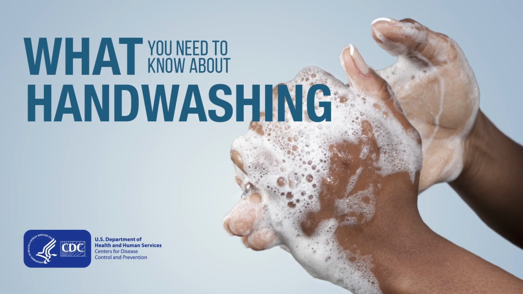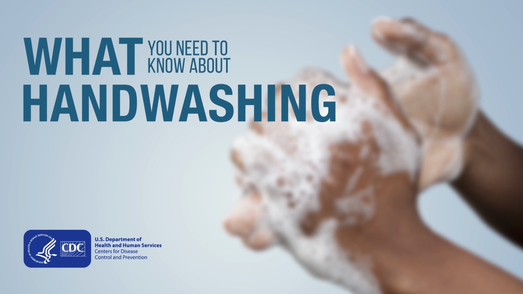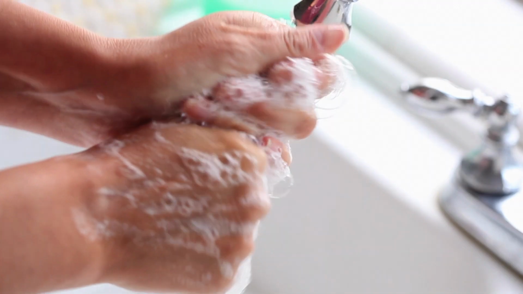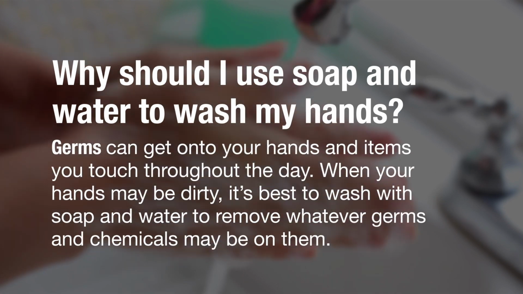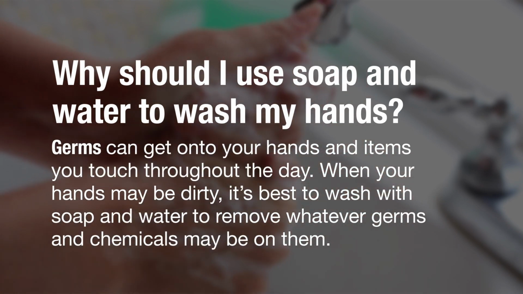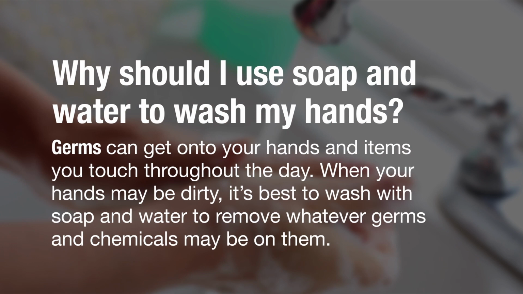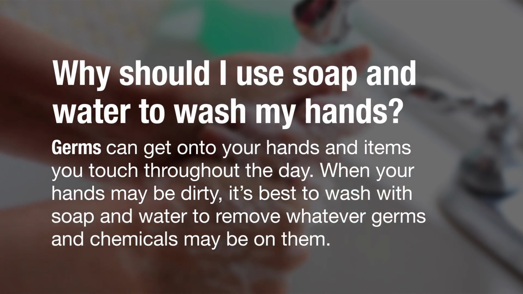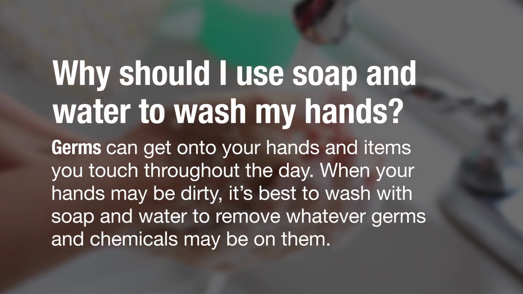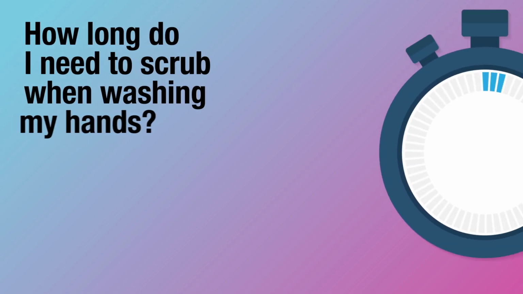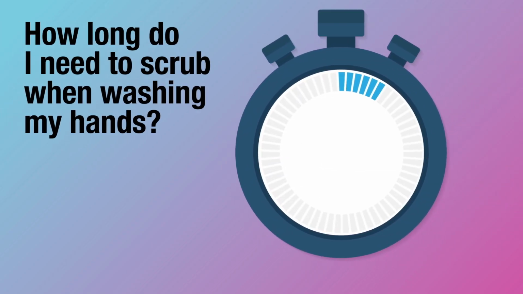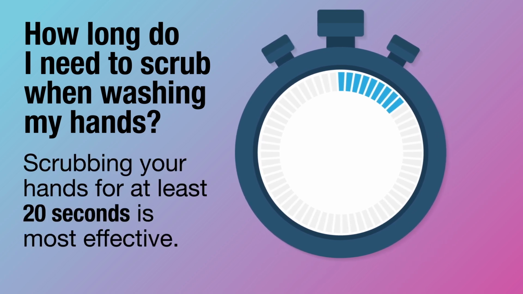What you need to know about hand washing. Why should you use soap and water to wash your hands? Germs can get onto your hands and items you touch throughout the day. When your hands may be dirty, it's best to wash with soap and water to remove whatever germs and chemicals may be on them. How long do I need to scrub when washing my hands? Scrubbing your hands for at least 20 seconds is the most effective.